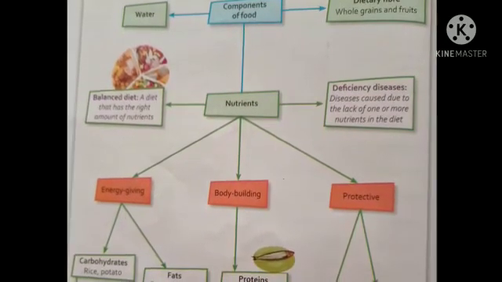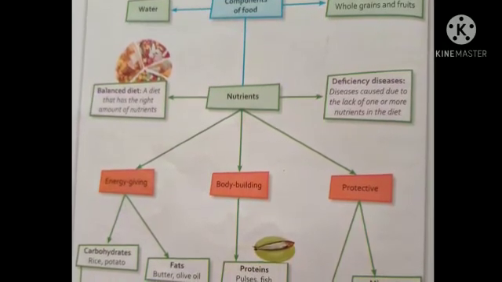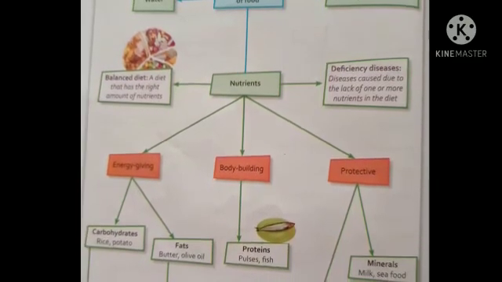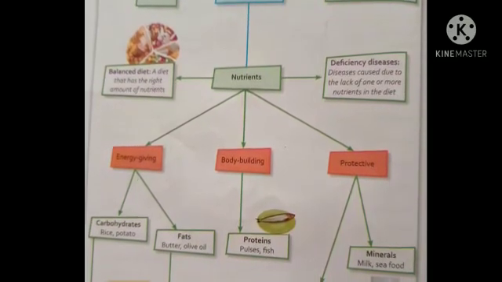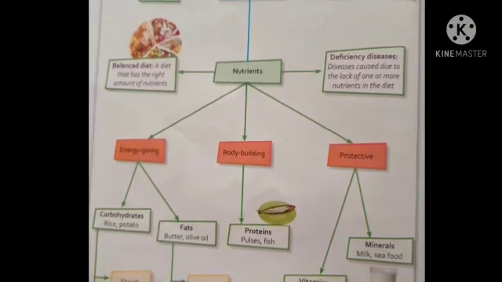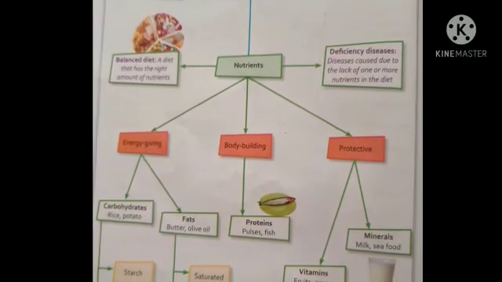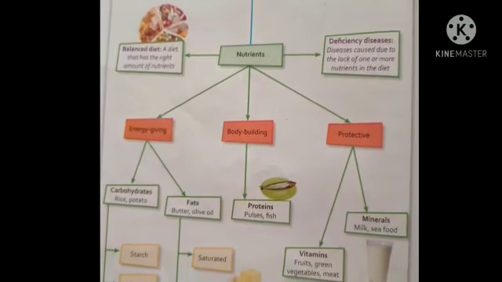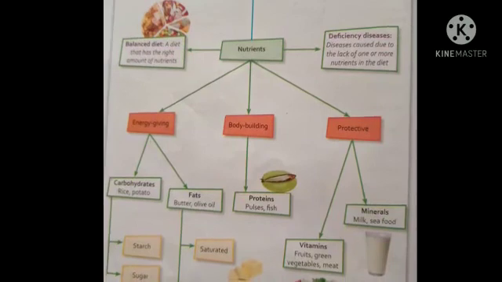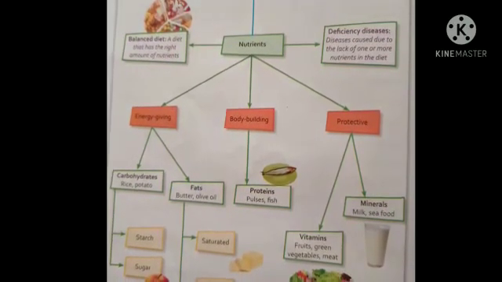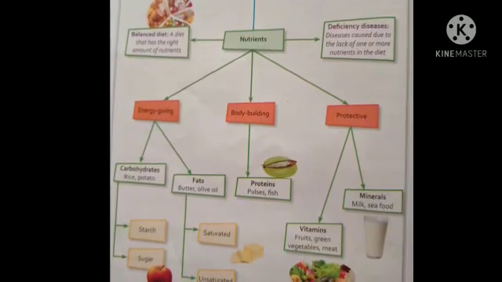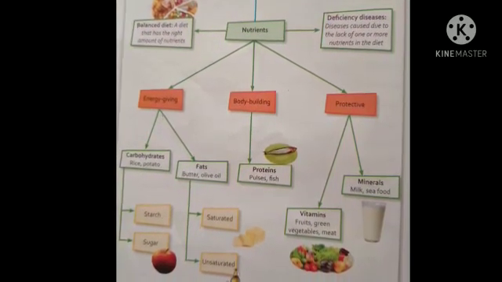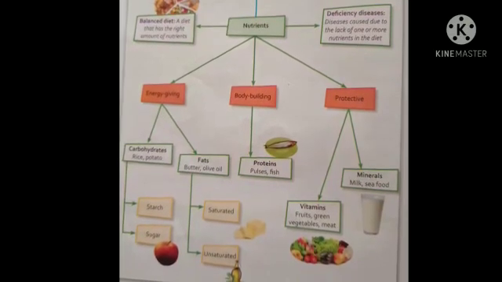Now moving to the nutrients. Nutrients can be broadly classified as energy giving, which are carbohydrates and fats, bodybuilding, which are proteins, and protective food, which are vitamins and minerals. Now carbohydrates are categorized as starch and sugar, while fats are categorized as saturated fats and unsaturated fats. Sources of carbohydrates are rice and potato, while for fats, butter and olive oil; proteins, pulses and fish; vitamins, green fruits, vegetables and meat; while minerals, its sources are milk and seafood, etc.